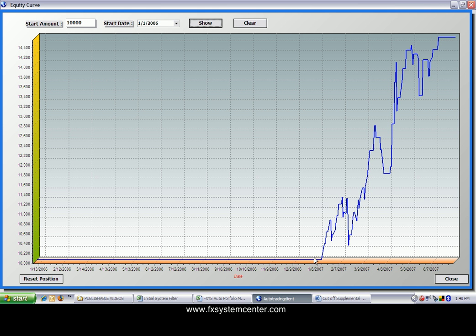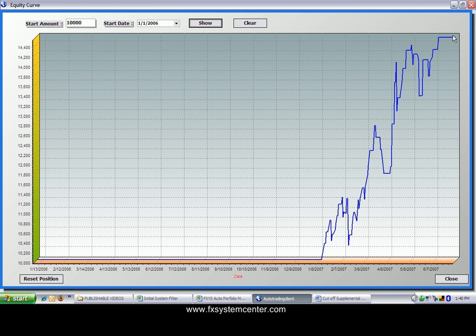And when you look at this equity curve, this system started trading right around here, in January of 07. And this is historically how the equity curve looks. So this is what a portfolio of $10,000 using the risk management you selected would look like going up until now, which is July 2007.